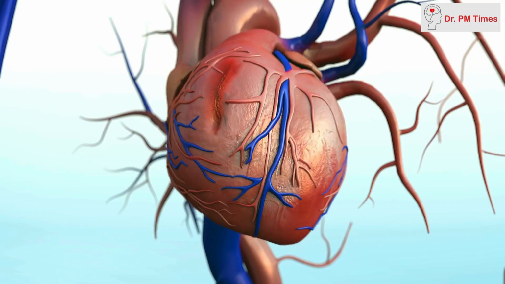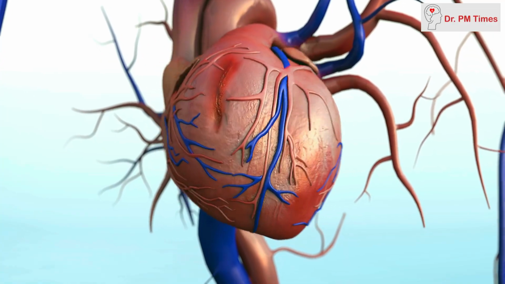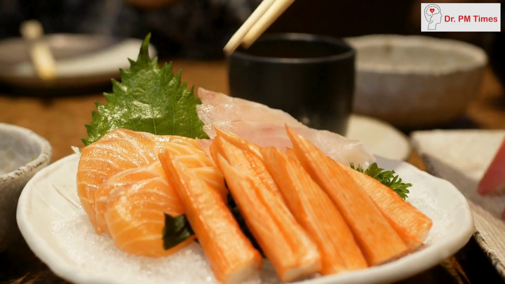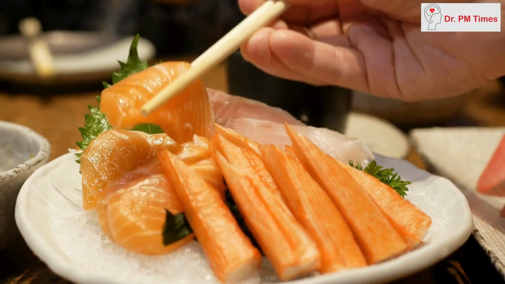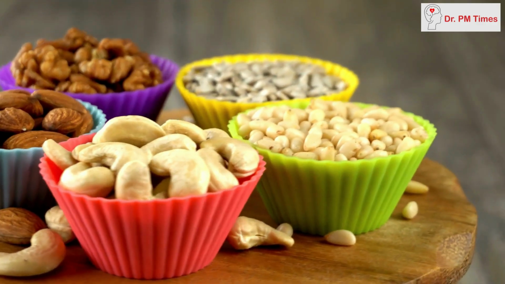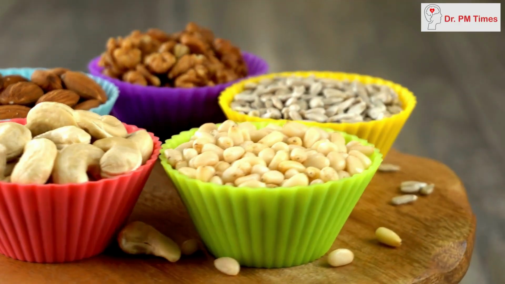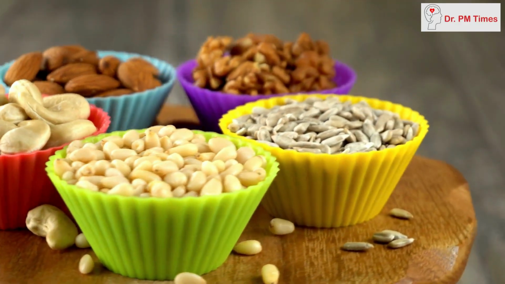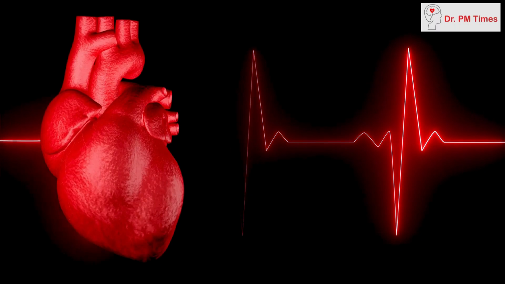So thus, to prevent coronary heart disease, to prevent heart attacks, it is my advice, take more of fish foods, especially salmon and tuna, which are rich in omega-3 fatty acid. In case of vegetarians, take more of nuts and seeds, which are rich in omega-3 fatty acid, because omega-3 fatty acid is heart healthy. Thank you.